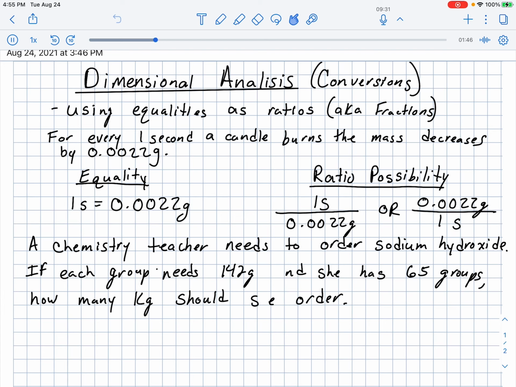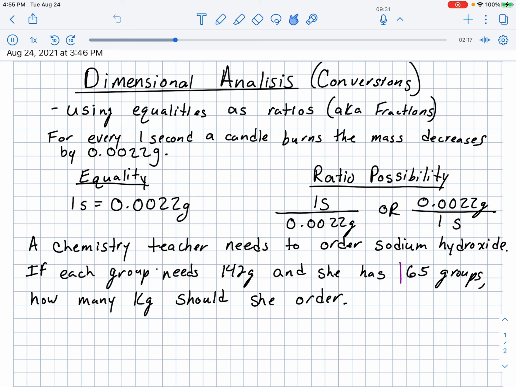And so you'll notice here that I have a problem that says a chemistry teacher needs to order sodium hydroxide. If each group needs 142 grams and she has 65 groups, how many kilograms should she order? And so with this, we're first going to identify what it is that we start with. You might think that we're starting with the 142 grams. But that's not what we're going to start with. We're going to start with 65 groups.